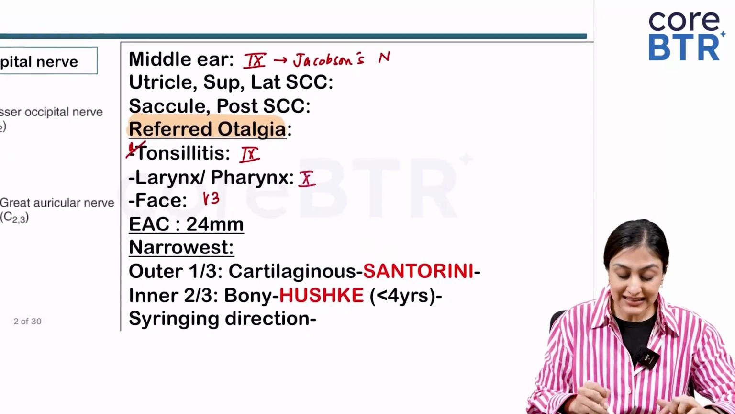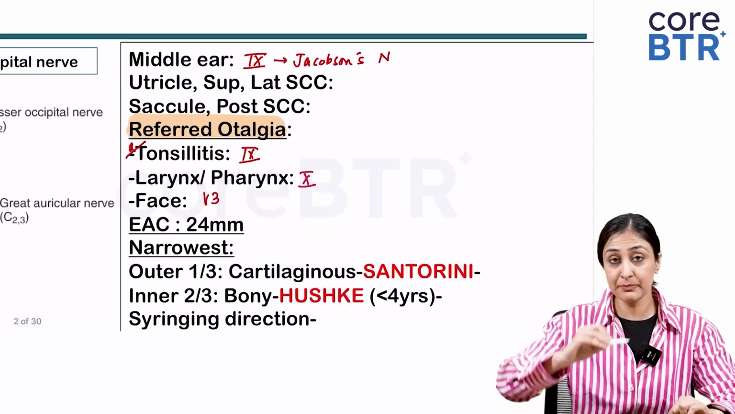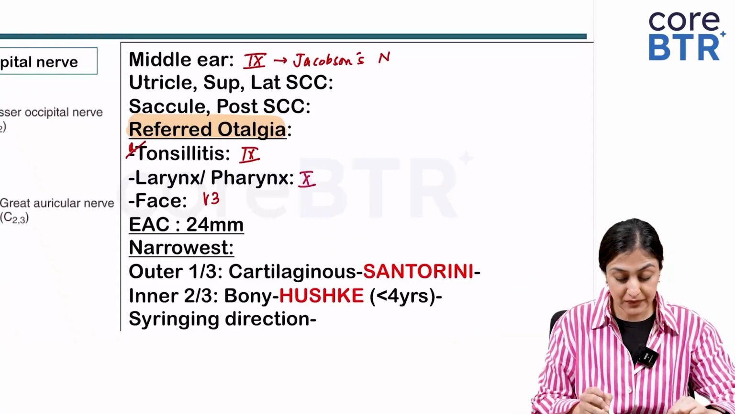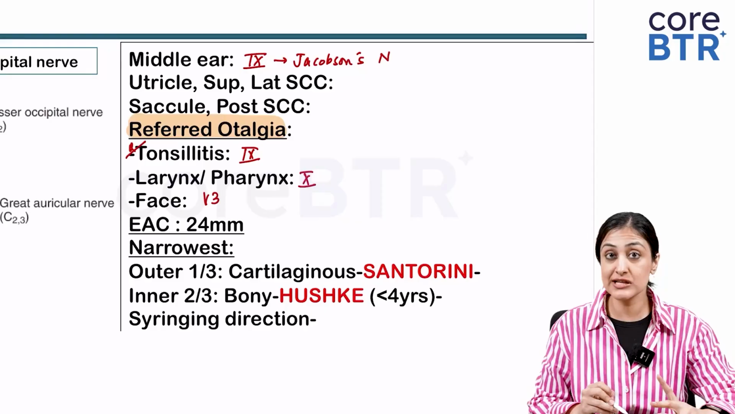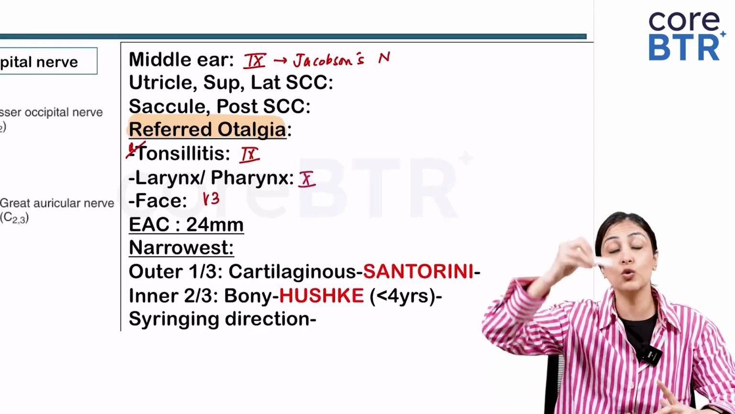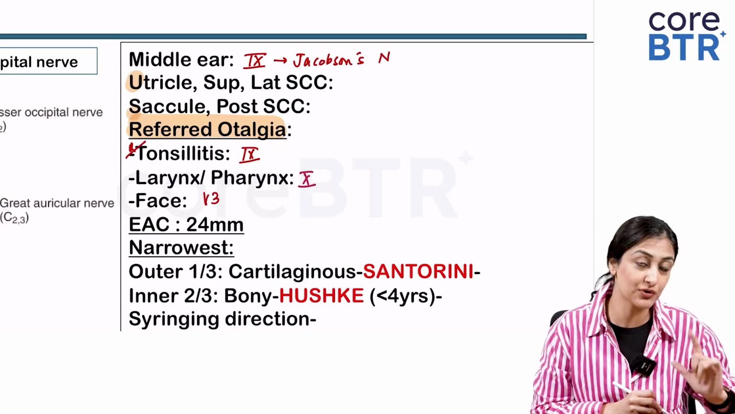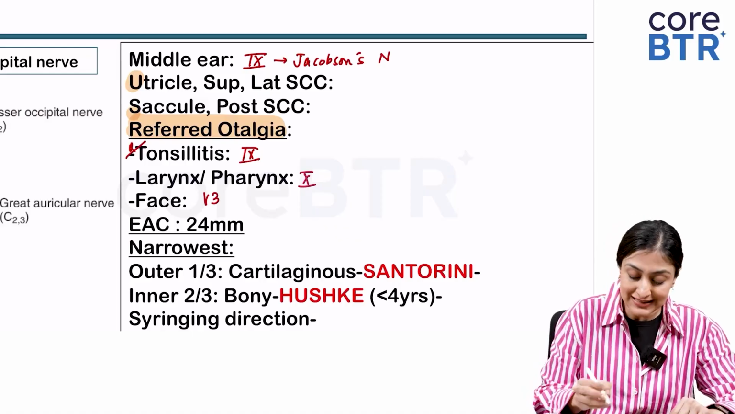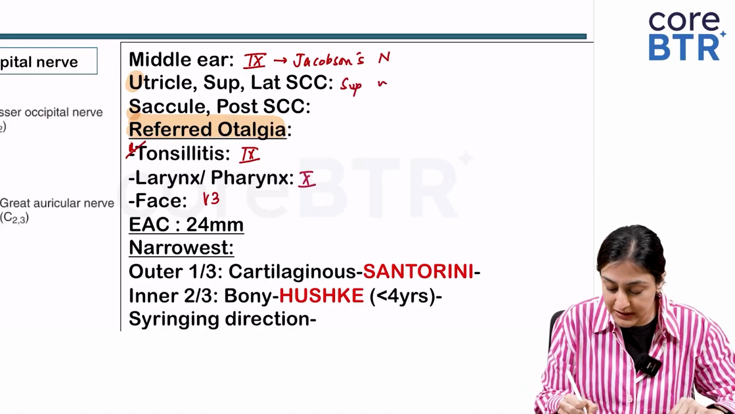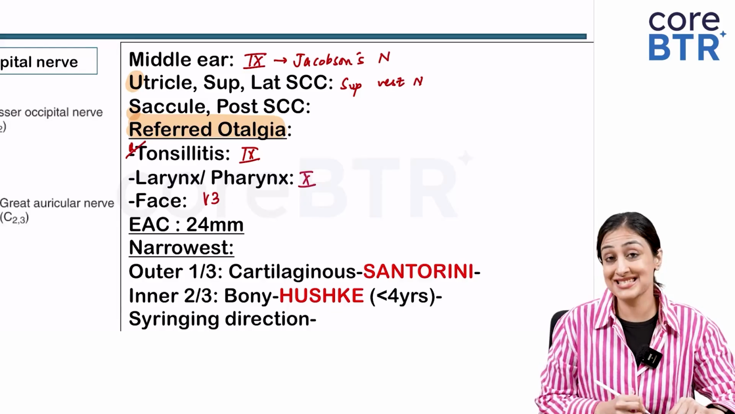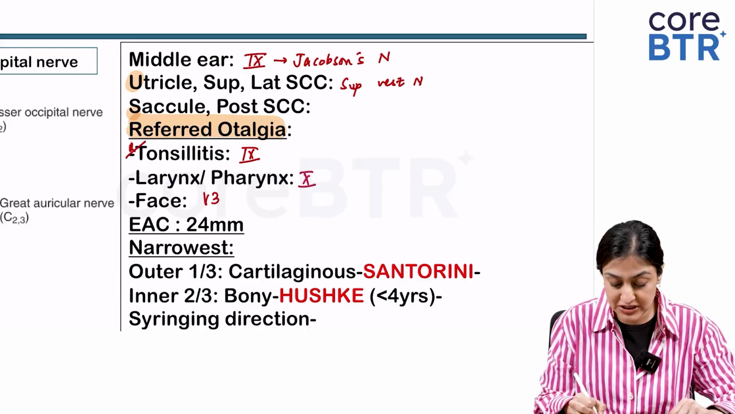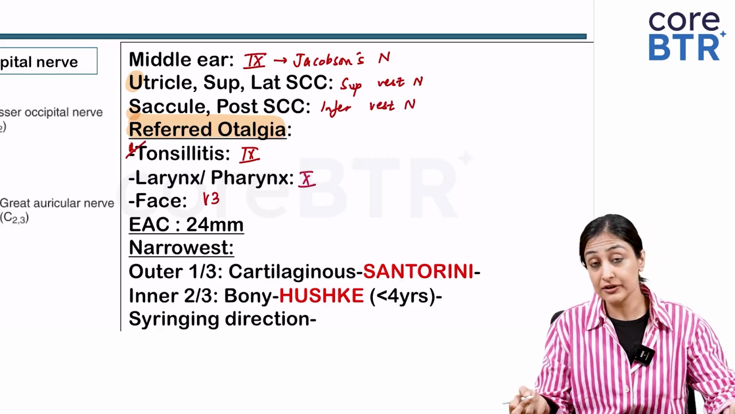Let's learn the inner ear anatomy now. So keep it simple. The parts which are superior and lateral semicircular canal and utricle, those are upper. Here remember upper. Don't remember superior, you will go wrong. So whatever is upper is getting its supply from superior vestibular nerve, whereas saccule and posterior, whatever is left, is getting its supply from inferior vestibular nerve.